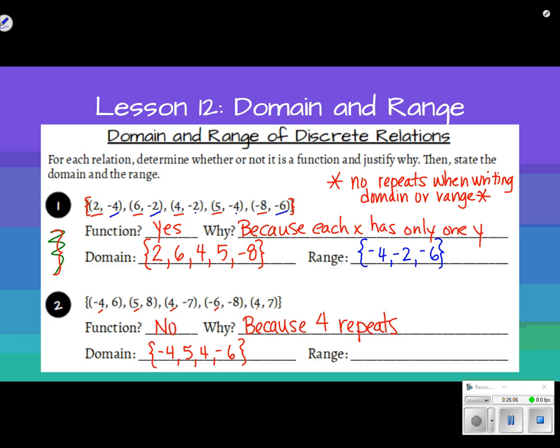Alright, range, go look at the y's. 6, 8, -7, -8, 7. I don't see any repeats. 6, 8, -7, -8, 7. Close up the range, and there you go.